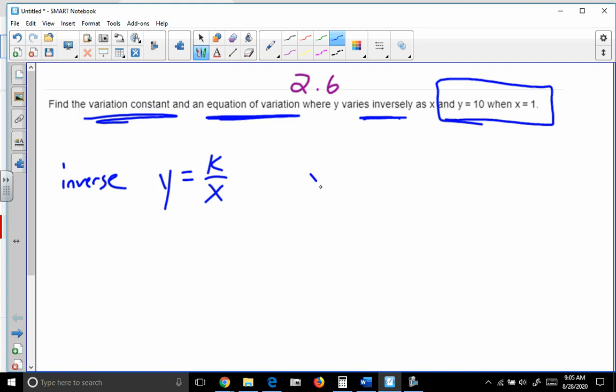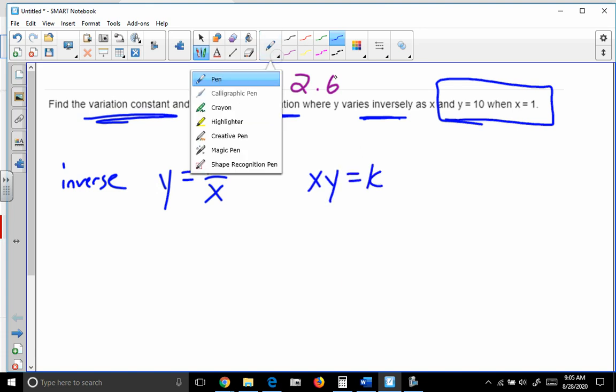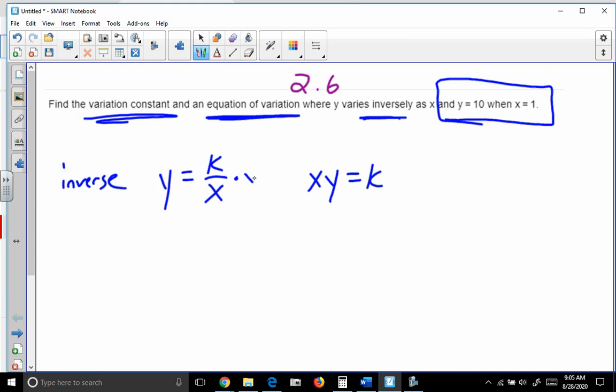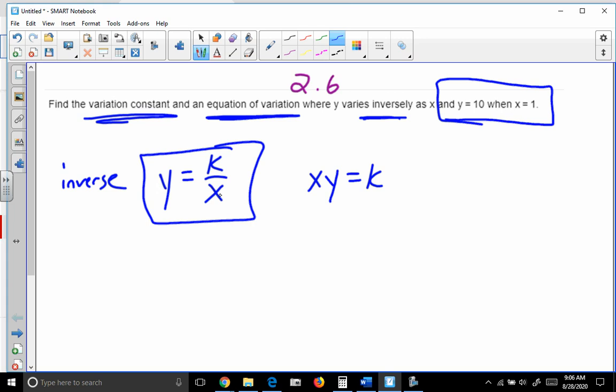Also, it can be written as xy equals k. Notice if we were to multiply both sides by x to clear the fraction, we would have xy equals k. So it can be written either way. So this ordered pair, 1, 10, this is just a relation, a correspondence between an x and a y. And if we know two values in this equation, we can find the third.